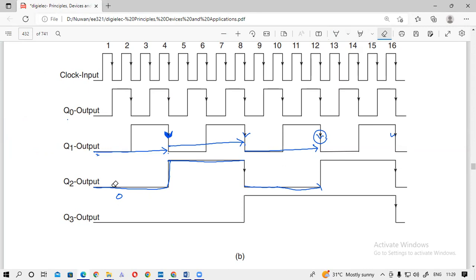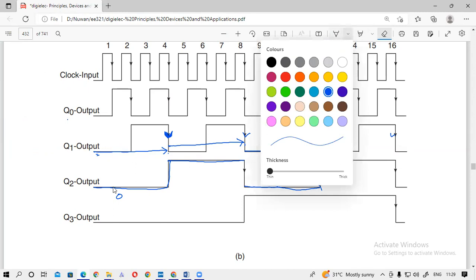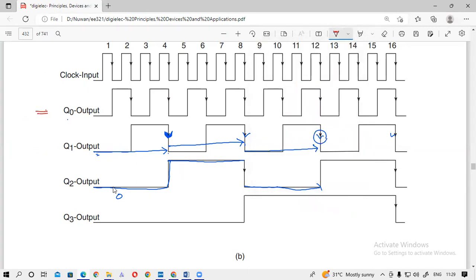You can see that these are the flip-flops' outputs. If I write this here, Q0, Q1, Q2, Q3, these are the flip-flops' outputs.